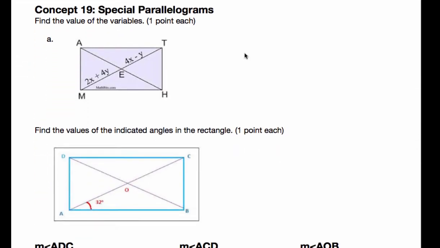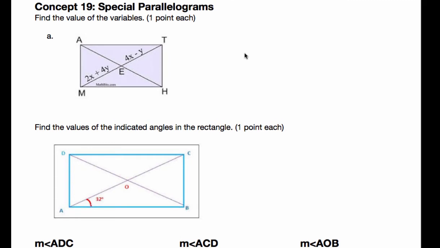Let's go through 19. Same thing here, special parallelograms. Okay, so this is a special parallelogram. So 2x plus 4y equals 4x minus y. Well, I gave you credit actually if you set this up. But really in the future what I'm going to want is something that looks like this.